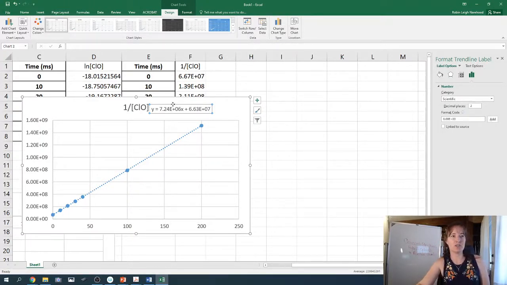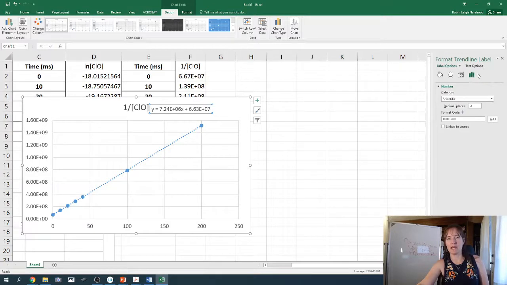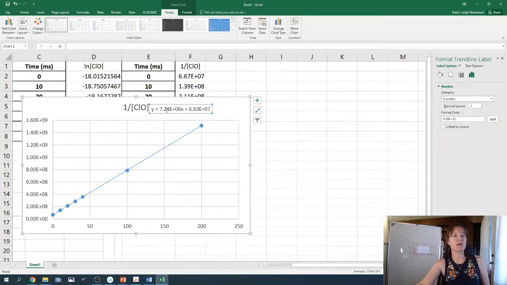Again, to change it, you just want to make sure that the label is highlighted, and then you can either right-click and go to Format Trend Line, or if the little sidebar is present over here, you go to the little bars, and that will change your label options, and you just go, what kind of number do you want? You want a scientific number, so that's scientific notation. And so our linear equation, I'll copy this.